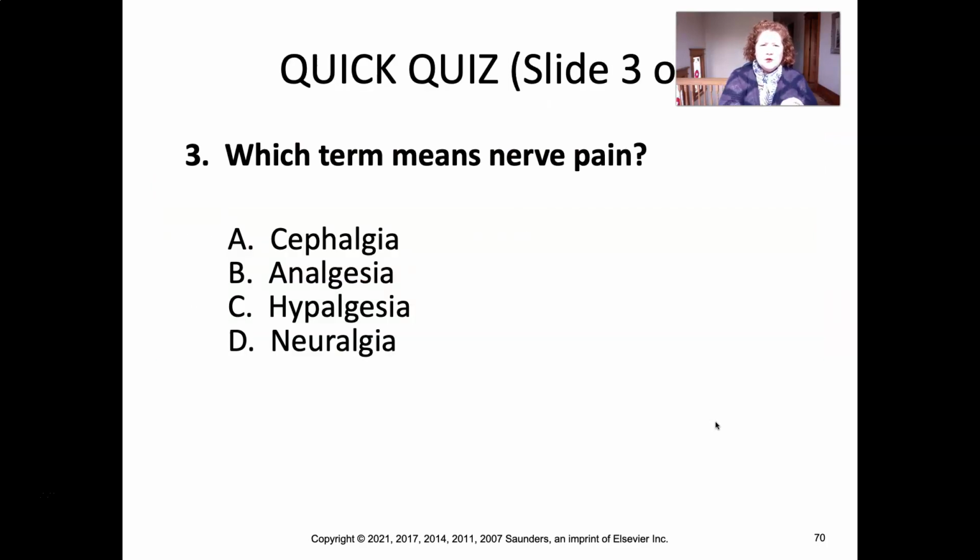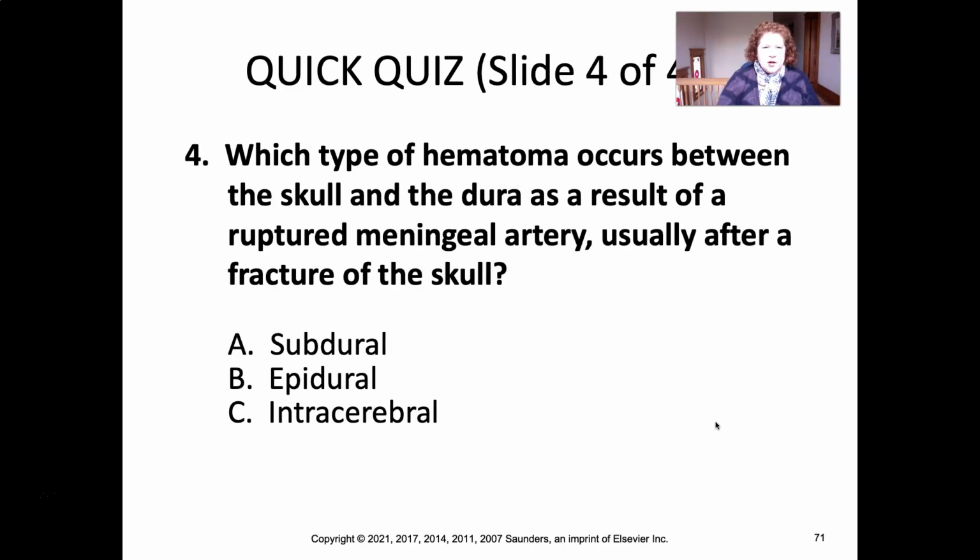Which term means nerve pain? Nerve pain. This should be a fairly easy one. Which type of hematoma occurs between the skull and the dura as a result of a ruptured meningeal artery, usually after the fracture of the skull? And again, I encourage you to go back and look at your layers. Look at that illustration that showed you the back of the head, looking at those layers.